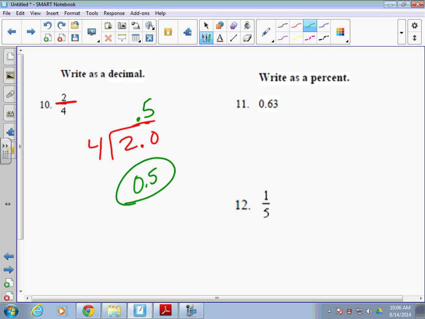Write as a percent. Means write as per hundred. Easiest way to write as a percent is to just move the decimal over 1 time, 2 times, and it is 63%.